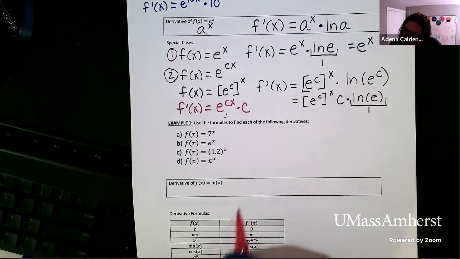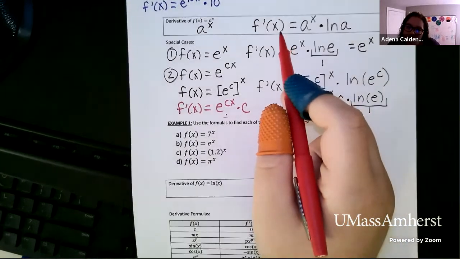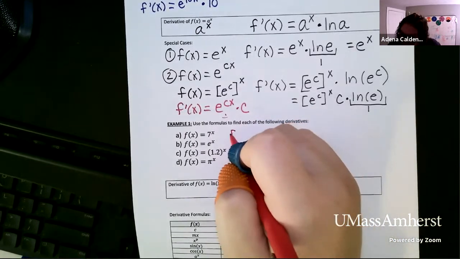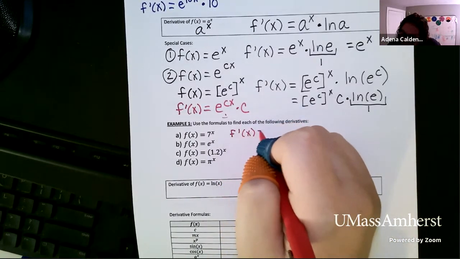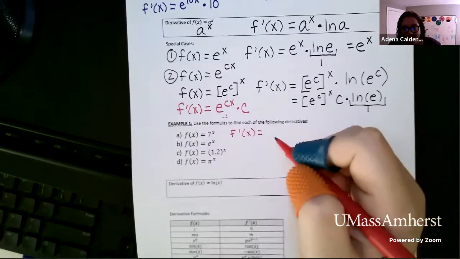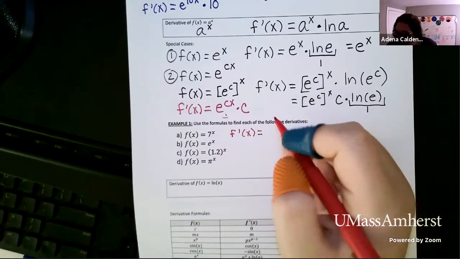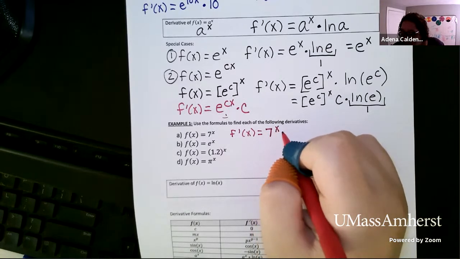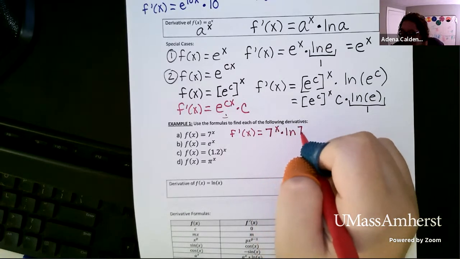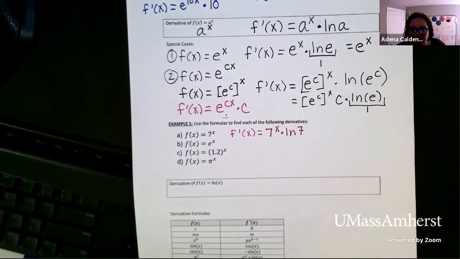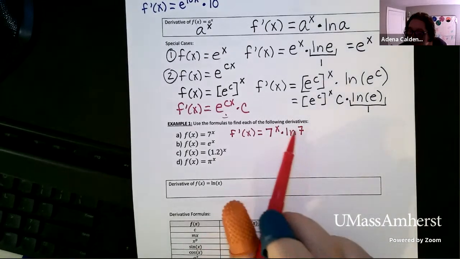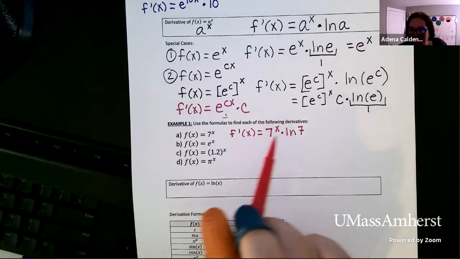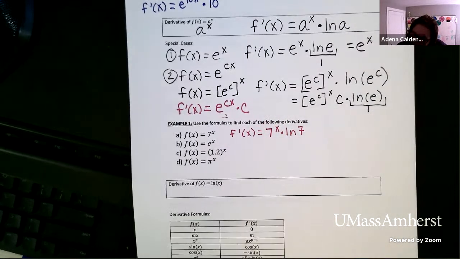All right, so let's go ahead and apply our new exponential rule to each of these exponential functions. For my first function here, I have 7 to the x. So my base here is 7. So the derivative is going to be the same thing back, 7 to the x, times the natural log of the base, times ln 7. Again, ln 7 is a constant, and the function here is 7 to the x. That's the part with the variable.